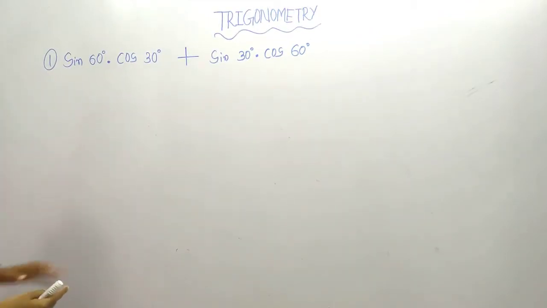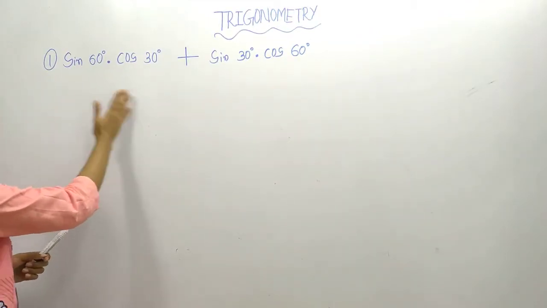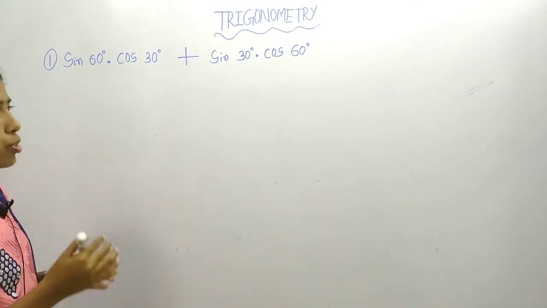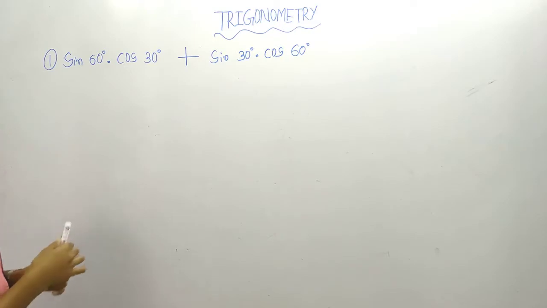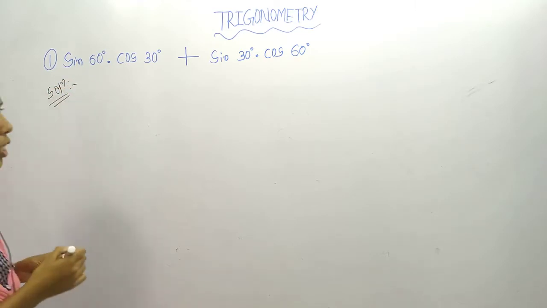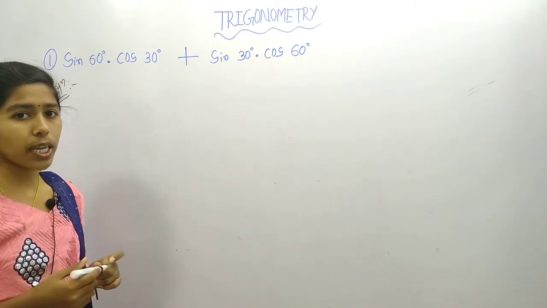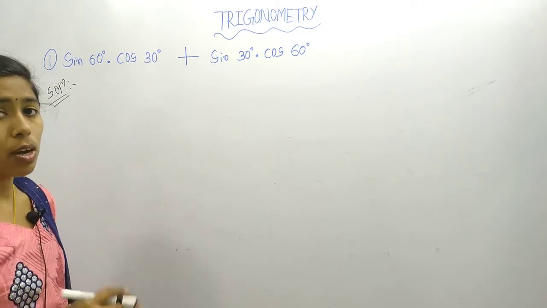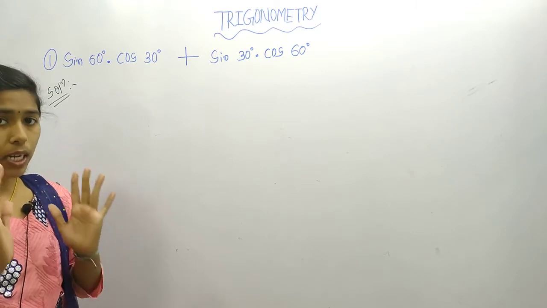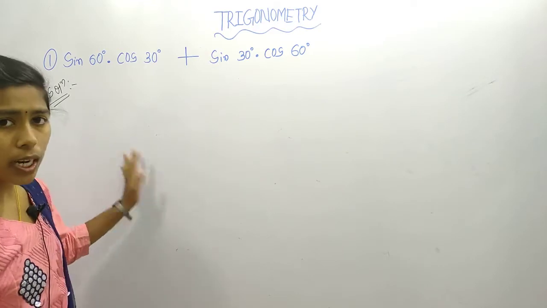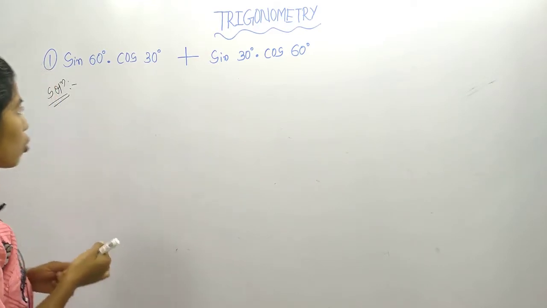So today's first question is sin 60 degree into cos 30 degree plus sin 30 degree into cos 60 degree. So it's a simple question. How will we solve this? Before solving this question, I have already told you about the trigonometry table, the values of 6 angles. First you have to keep in mind those values of those 6 angles, then only we can proceed with the solutions of these questions.